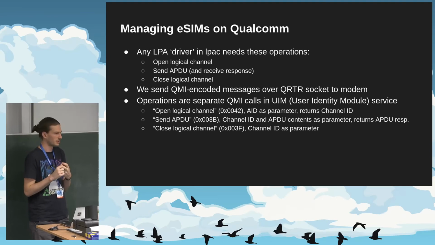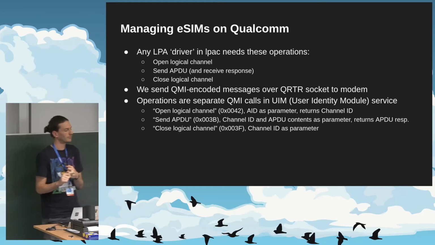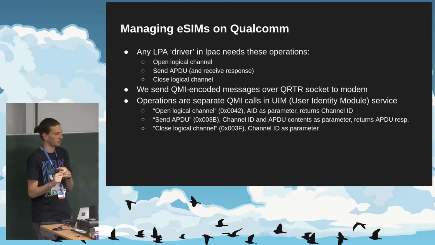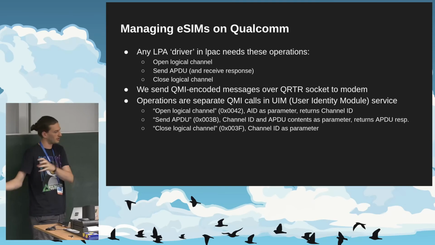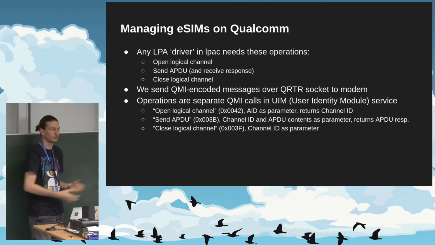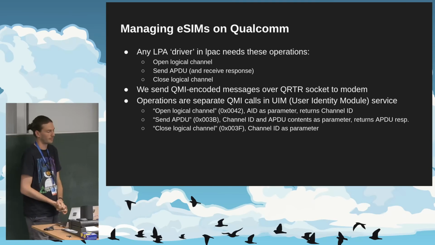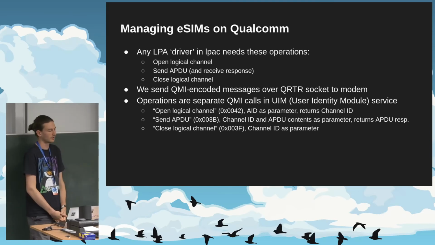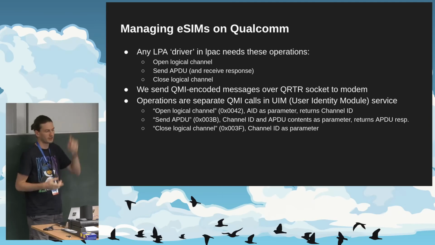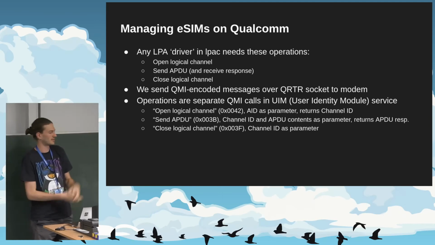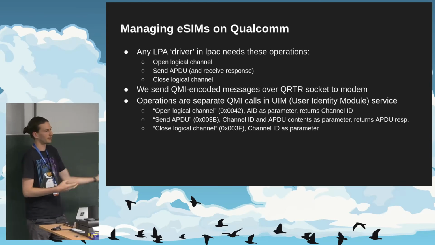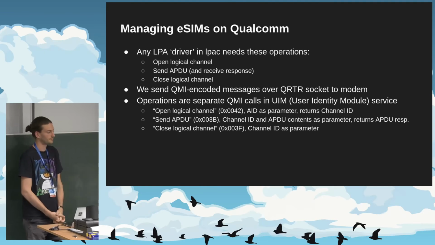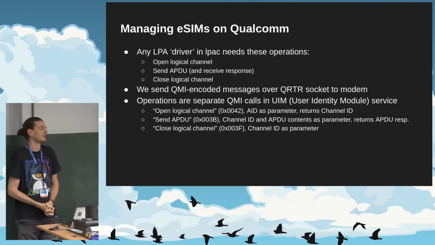All these APDUs are not specific to Qualcomm. They're just a generic thing, so the backend in LPSC doesn't need to care about this. You just get a bunch of binary, pass it to the SIM card, get a response back, and pass it back to the LPSC program, and then it can parse that and use it as necessary. So all of these three calls are just, let's say, simple encoded messages using QMI, and we send them over a QRTR socket to the modem, to this user identity module.